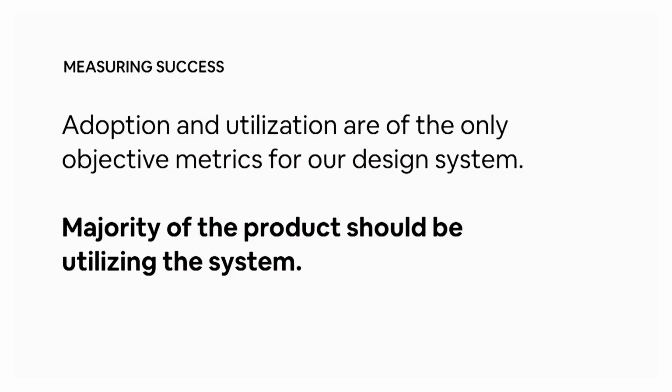So with the measuring part, I think it's a really hard problem, and we've been trying to really think about it. But I think it's hard to get really objective metrics of what is the success for a system like this. One of the objective metrics we have found is that adoption or utilization can be that metric. So we think that for the system to be successful, the majority of the product should utilize it. And so how does that look?